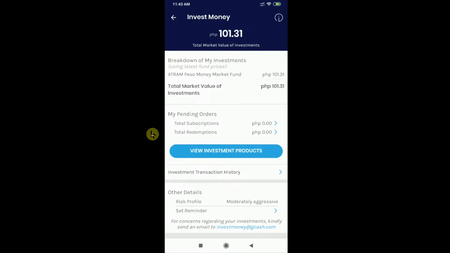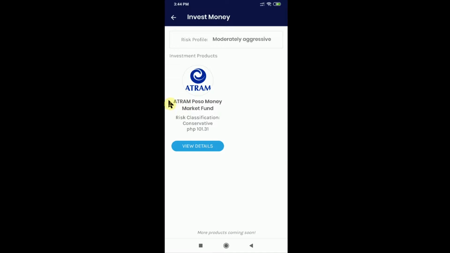You will also see pending orders, investment transaction history, and more details such as risk profile, which will be evaluated when you first enroll in the investment money feature. So let's take a closer look at what this ATRAM Peso money market fund is. ATRAM is the name of the company that will manage your fund.